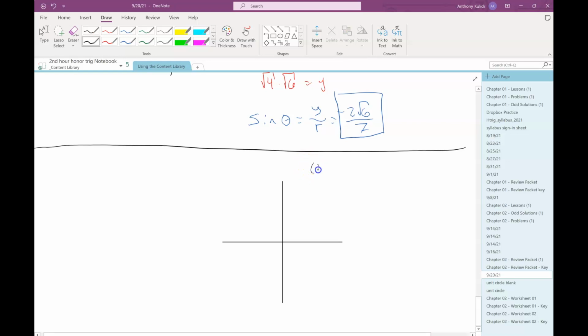So in the first quadrant, the x-coordinate's positive and the y-coordinate's positive. In the second quadrant, the x is negative, but the y is positive. In the third, they're all negative. And in the fourth, the x is positive, but the y is negative. So I'm just going to record the things that are positive. Those are the only things I'm going to write in the quadrant.